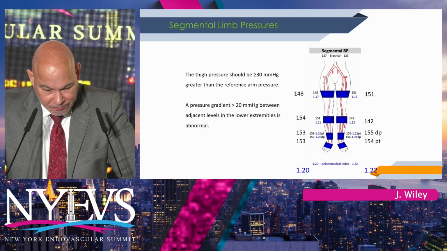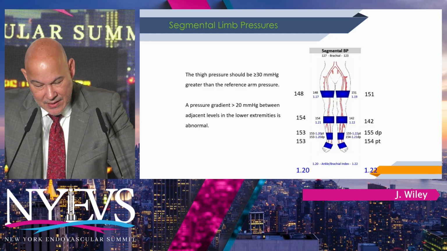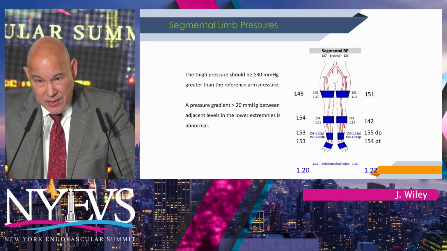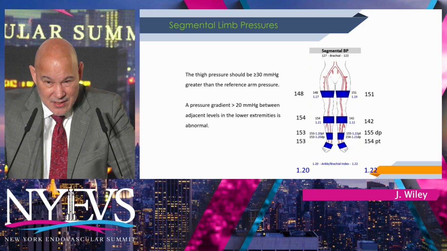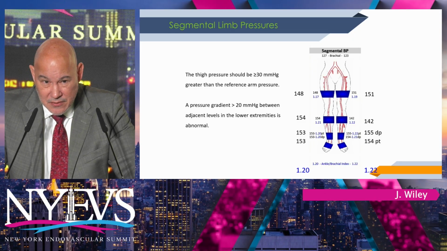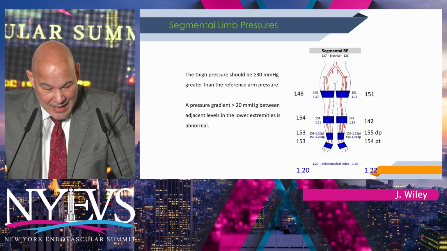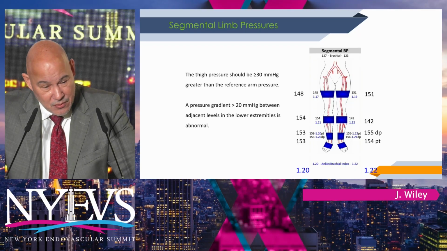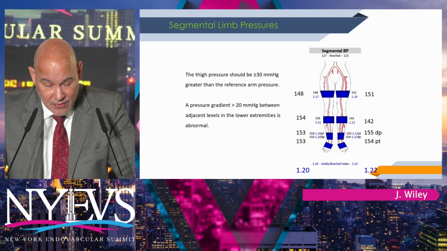In segmental pressures, it's very important to realize that thigh pressure should be at least 30 millimeters of mercury higher than the reference arm pressures. This is secondary to retrograde wave reflections in the resistant vessels that are additive to the antegrade wave. Any pressure gradient greater than 20 millimeters of mercury between adjacent levels suggests a hemodynamically significant stenosis.